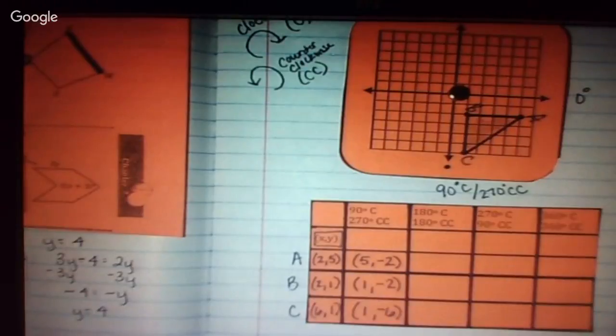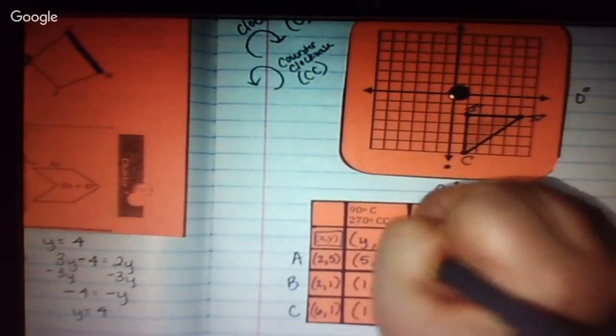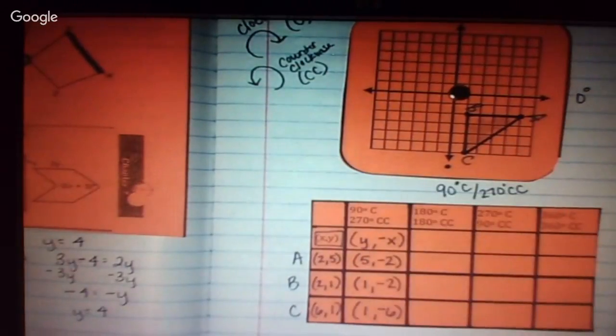Okay. So most of you, when you were taught rotations before, they literally told you to take the paper and turn it and then find your points. You can always refer back to that. But in Math 2, we try to memorize the rules that happen. So my rule for this one is to take your Y and put it first, take your X and put it second, and change the sign of your X.